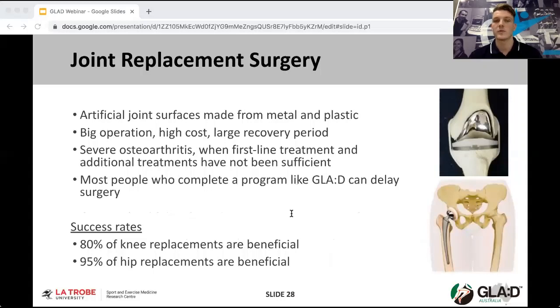Now, although most people benefit from this large procedure, not all of them do. So as with all surgeries, there are risks and potential complications. And completing an exercise program first means you are better prepared for the surgery anyway.